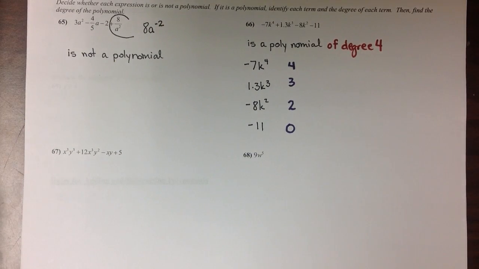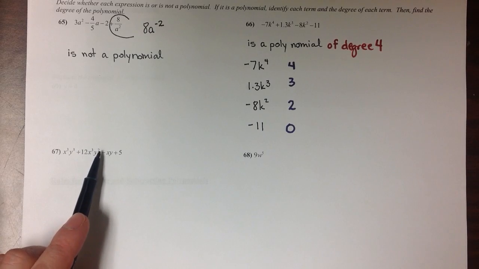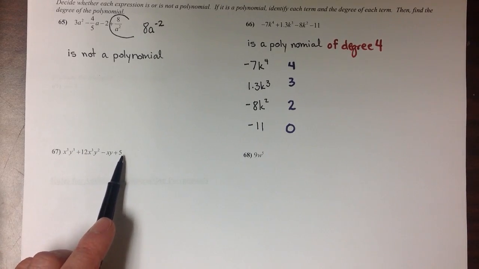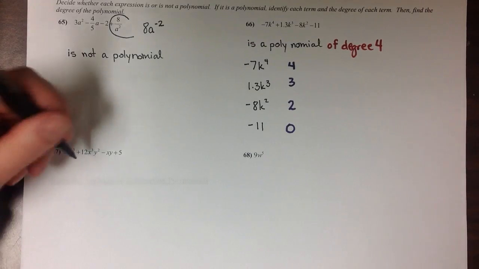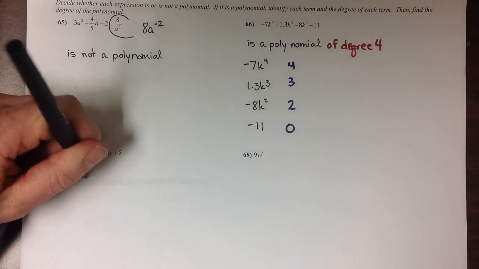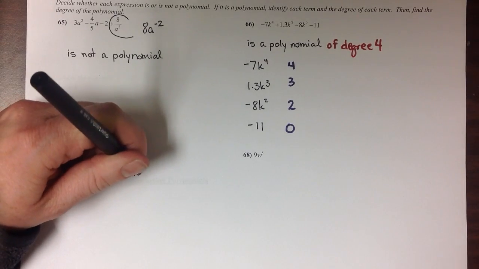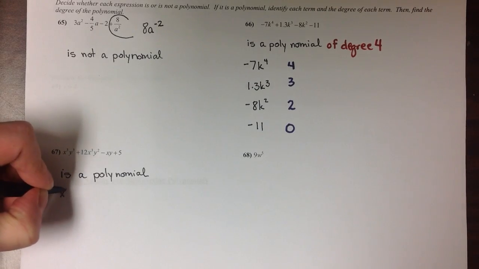Looking at number 67, we have an x to the 3rd y to the 3rd, another x to the 3rd y to the 2nd, an x to the 1st y to the 1st, and an x or y, or whatever letter you want to make it, to the 0. So that one also fits our definition for polynomial. It is a polynomial, and we're going to analyze each of the terms in this.